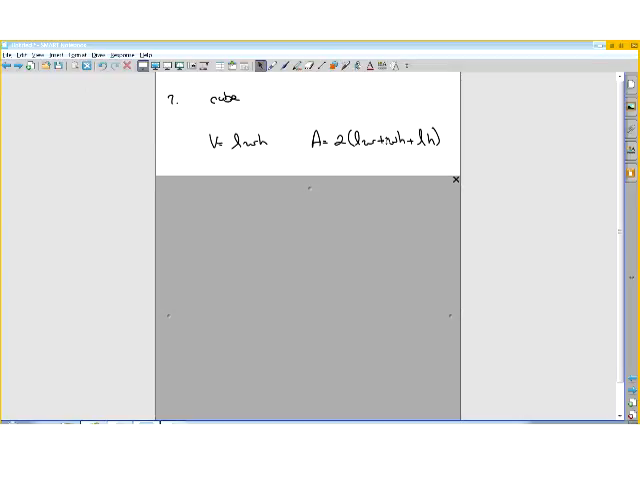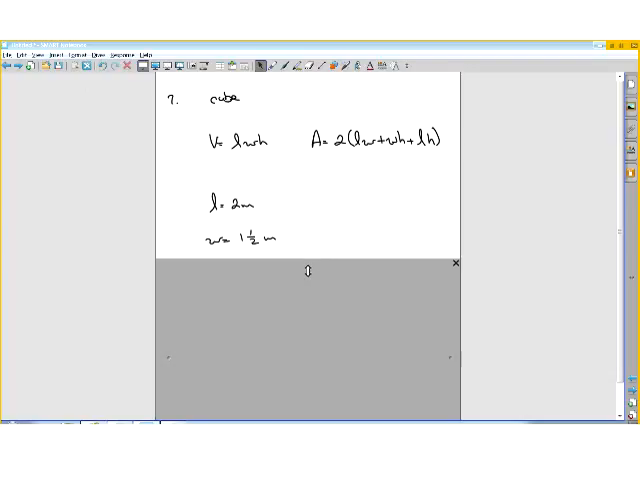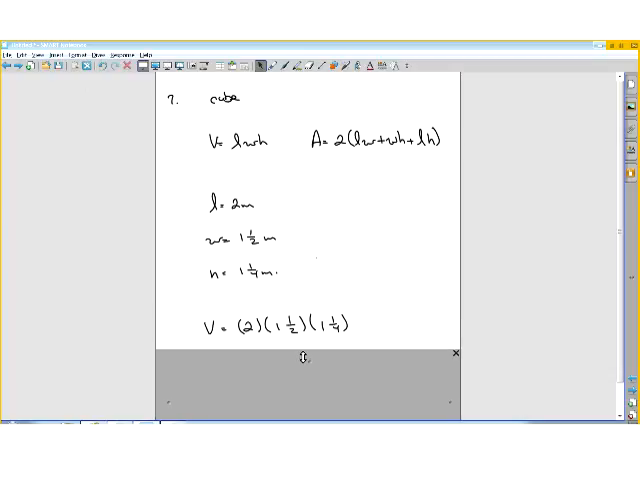And you have 6 faces. So these are individual faces. We have 3 times 2 is 6, so that's 6 faces. And it doesn't really matter what you call L, W, and H. You get the same answer. So I'm going to call L 2 meters, W 1.5 meters, H 1.25 meters. So now we just plug it in.